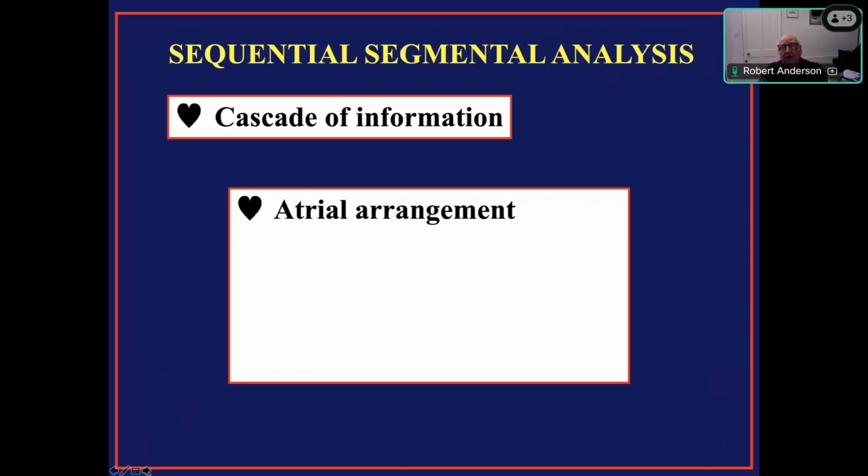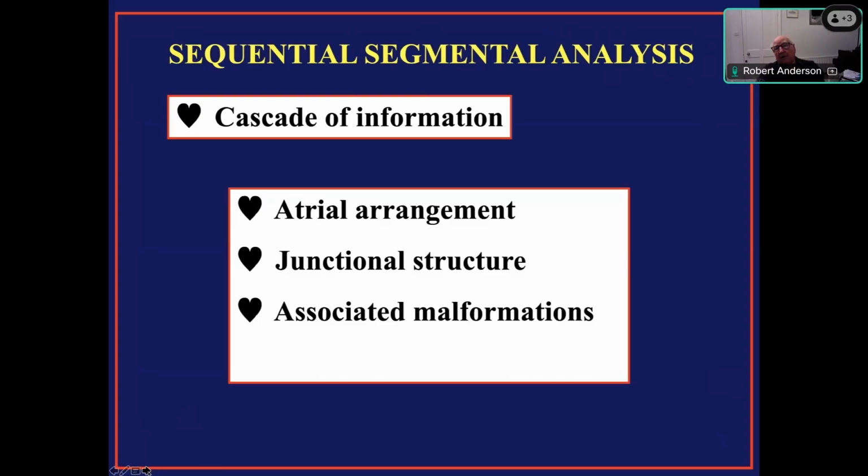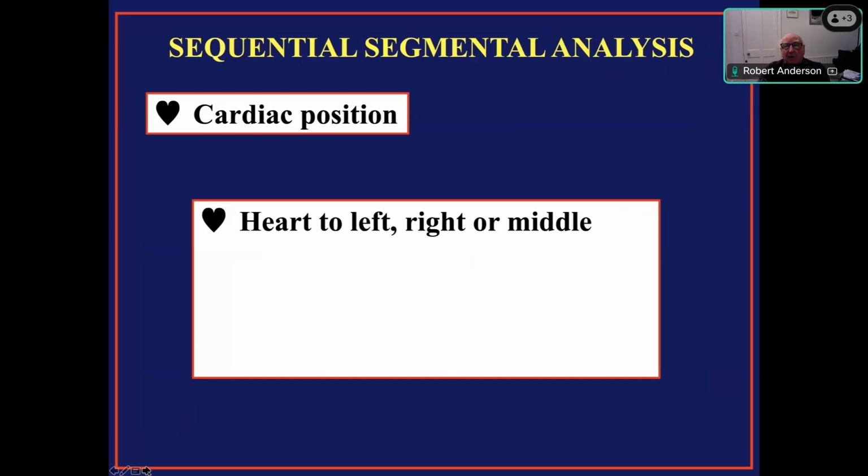So what we are doing is create a cascade of information, starting with atrial arrangement, looking now at the junctions, but taking full note of what is happening in the ventricular and arterial segments, because we can't analyze the junctions unless we also take note of the segments, and only then do we catalog the associated malformations. And then we also take note of cardiac position. And we simply describe whether the heart is to the right, to the left, or the middle, whether the apex is to the right, left, or middle.